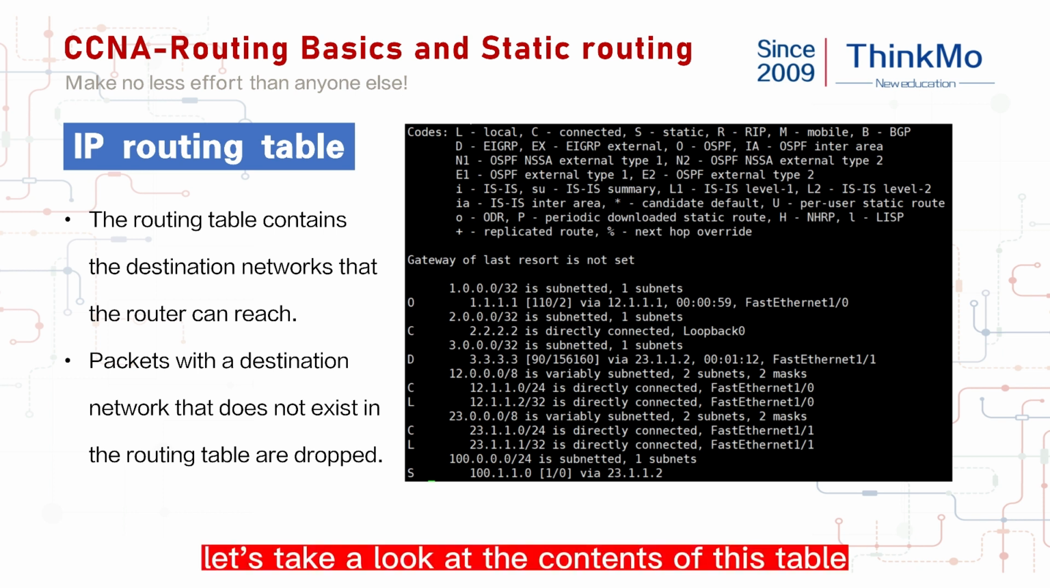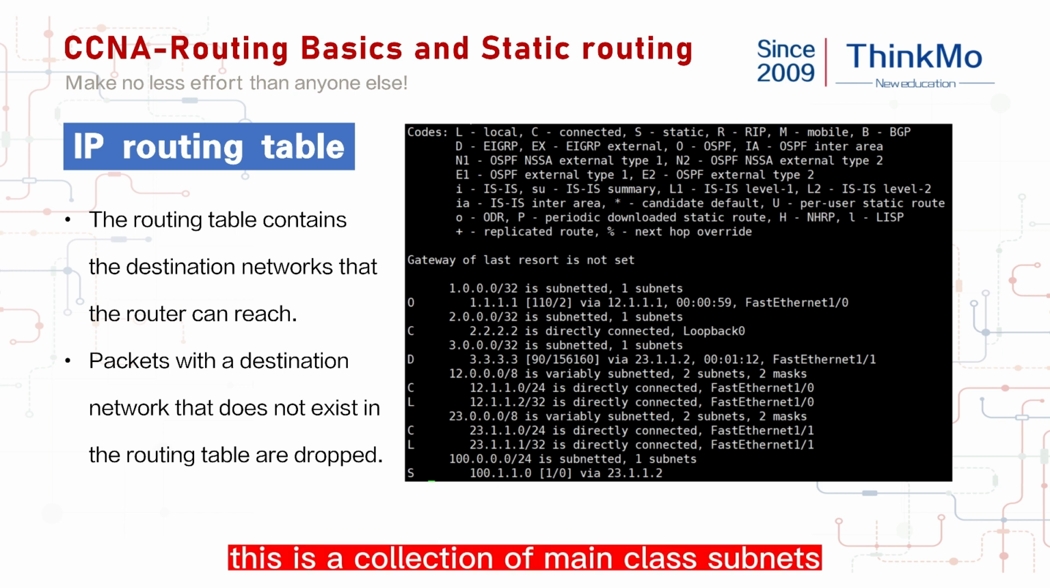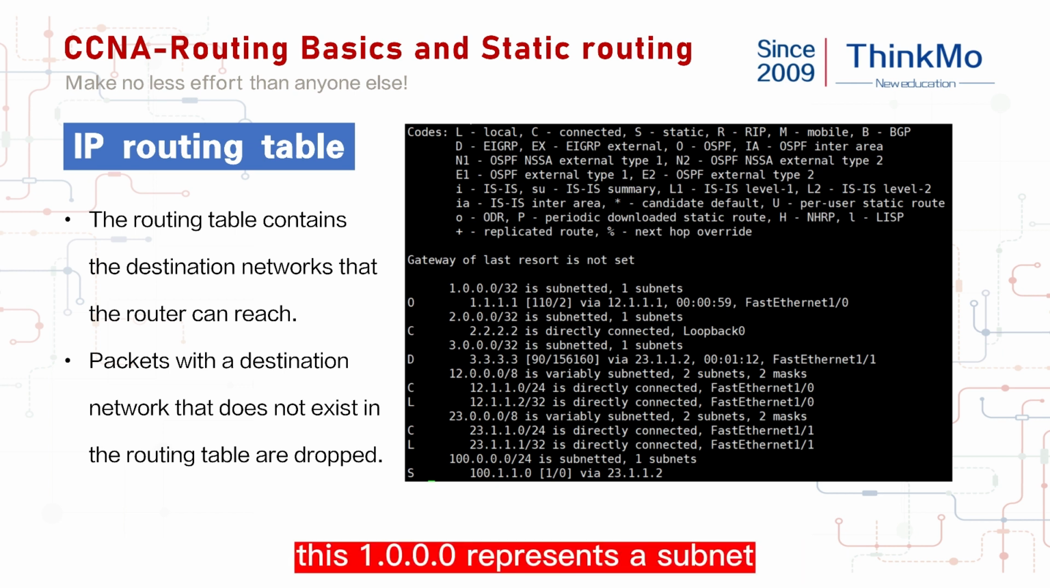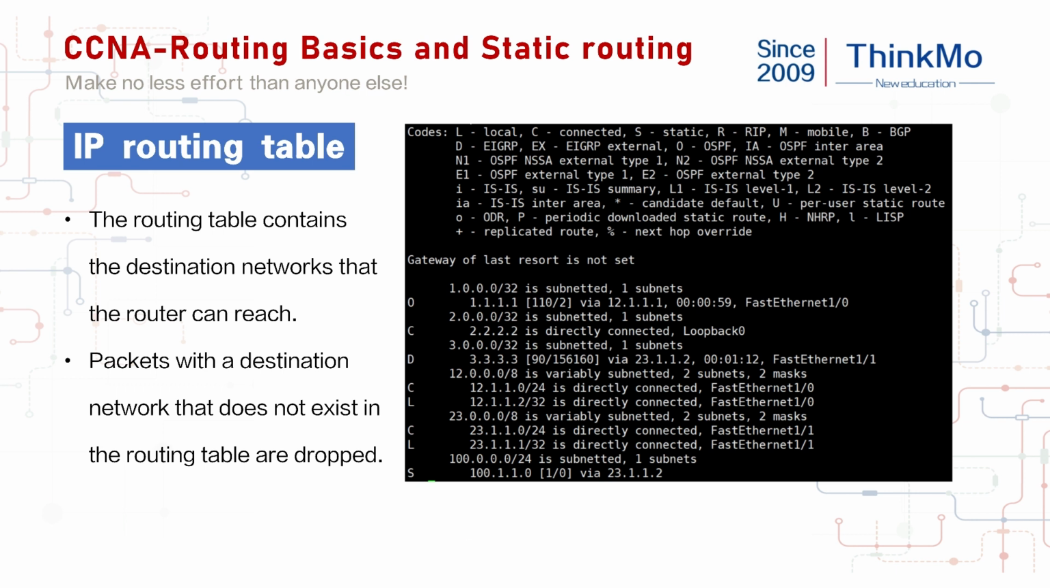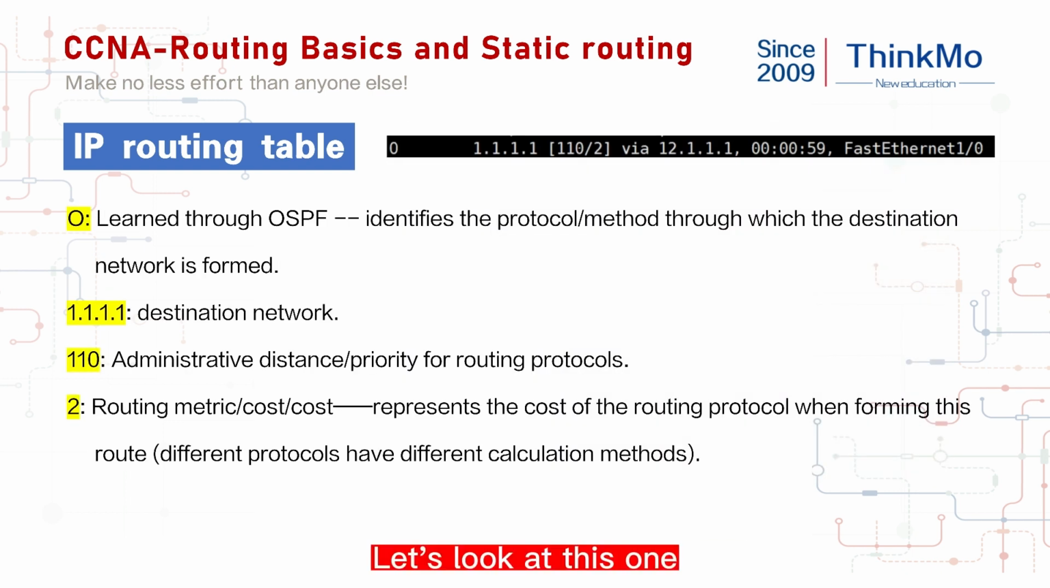Let's take a look at the contents of this table. First, look at the first line. You don't need to pay special attention to this kind of thing. This is a collection of main class subnets. This 1.0.0.0 represents a subnet. Actually, you don't need to read this line. When we learn data to guide forwarding, you don't need to pay attention to this thing. Let's look directly at the next line. This is the real routing entry. Let's parse a routing entry now. Let's look at this one.